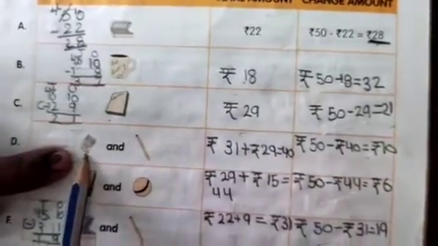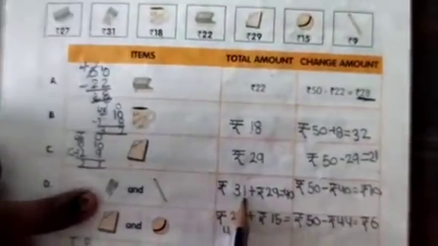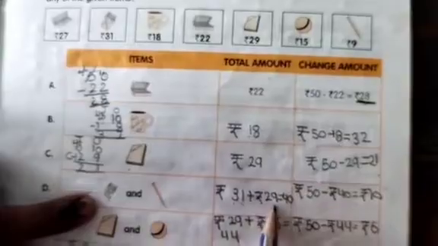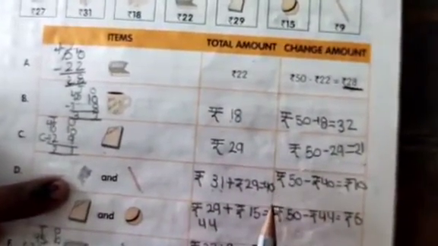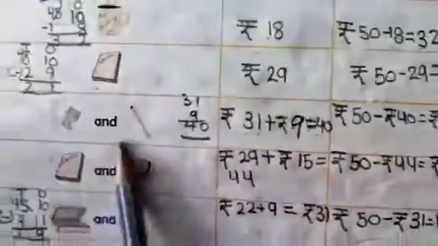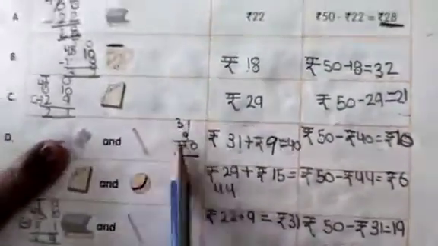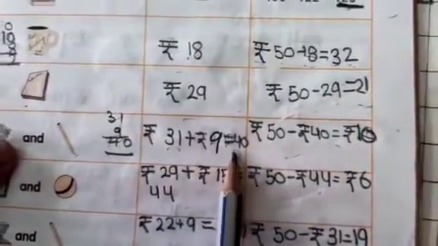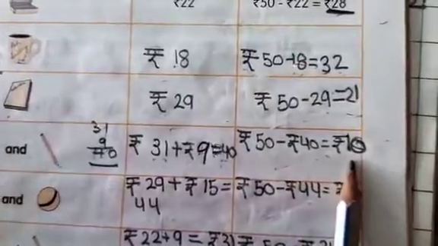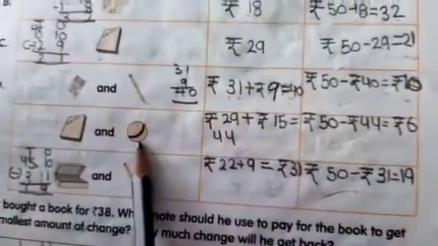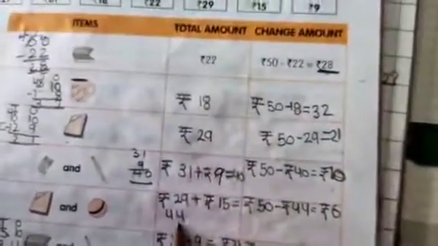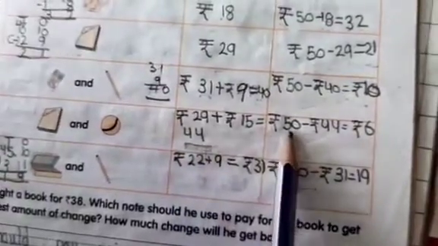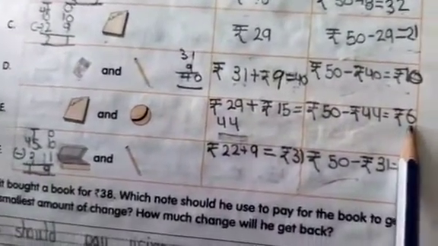Okay. Here is a crayon and a pencil. So 31 rupees is the crayon and 9 rupees is the pencil. The crayon is how much, children, here? 31 and the pencil is 9. First add this. 31 plus 9 is 40. So 50 minus 40 is 10. Okay, and this is a book and a ball. So here the book is 29 rupees and the ball is 15 rupees. So these 2 if we add, we'll get 44. So 50 minus 44, the answer is 6.